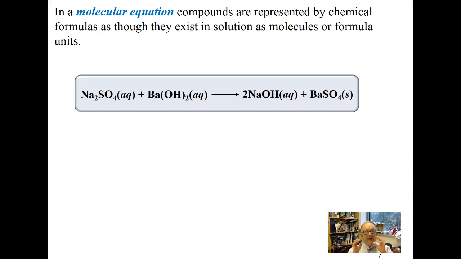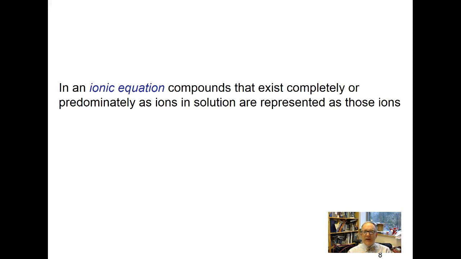Sodium hydroxide is still going to be present in solution as dissociated ions because all sodium compounds are soluble in solution. And so we've got this equation where everything's written together as a compound, and that's what the molecular equation is. Now we're going to take the same reaction and write it as an ionic equation. When we do that, the compounds that exist predominantly as ions in solution, we're going to represent as those ions.